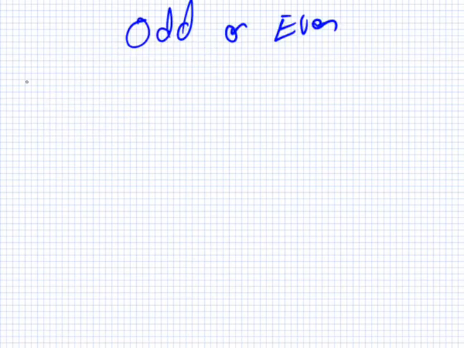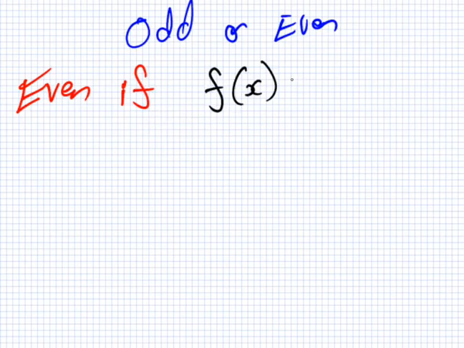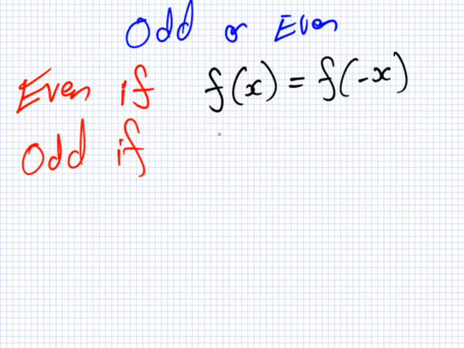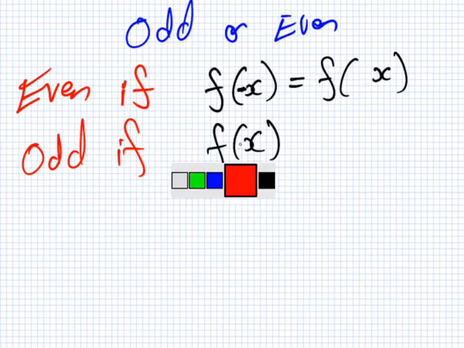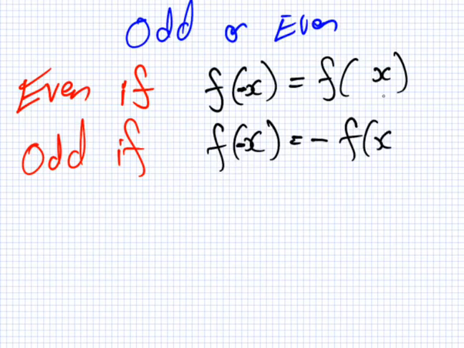So we call a function even if f(x) equals f(minus x). And we call a function odd if f(minus x) equals minus f(x). I'm going to put the minus on the left, make it look nicer. Let me clean that up.